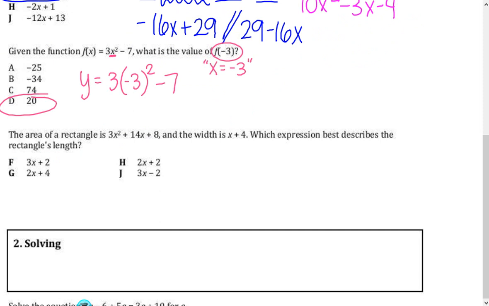Alright, the area of a rectangle, again, that's going to be a popular question. The area is this. The width is this. Which expression best describes the length? Alright, so first, what are our answer choices here representing? Well, they're giving me options for the length, right? And I know what my width is, so we have a couple different ways to approach this problem.